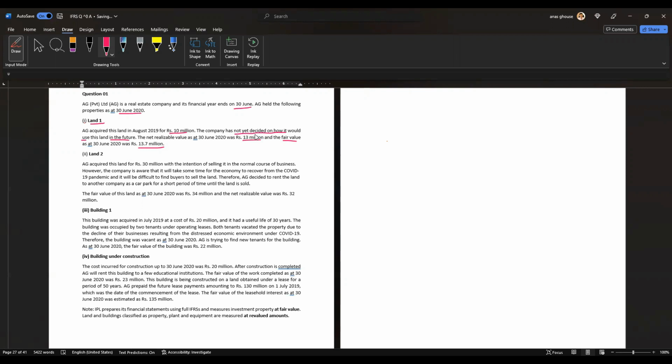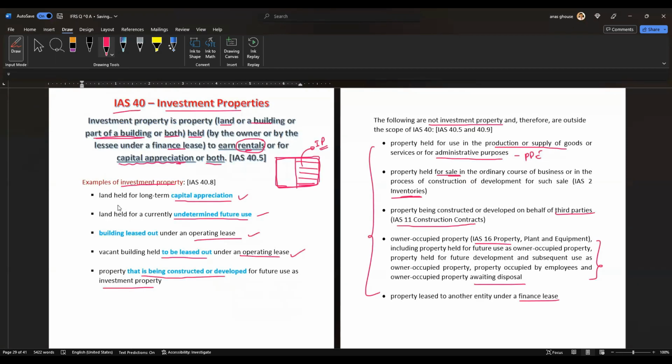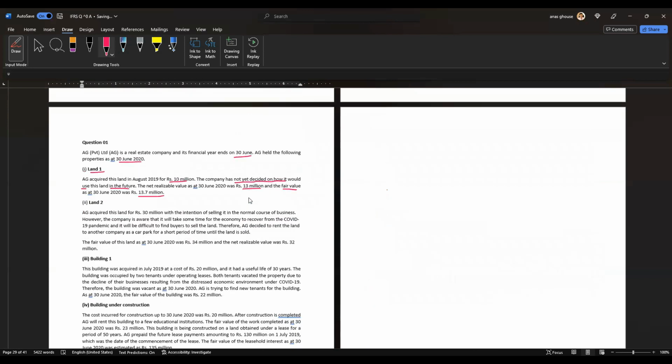As you can clearly understand from this paragraph, the company has not yet decided on how it would use this particular land. According to IAS 40, land held for a currently undetermined future use will be treated as an investment property. So this particular land should be treated as investment property. You are given the cost, the net realizable value, and the fair value of 13.7 million.